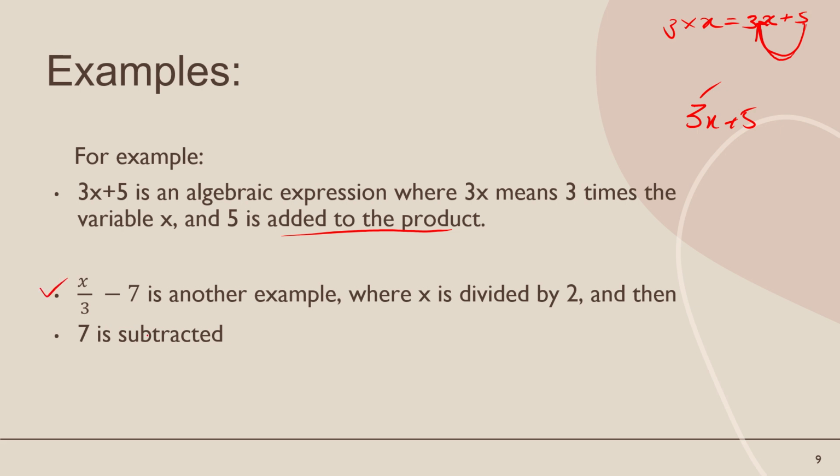Let's suppose the second example: x divided by 3, where x is divisible by 3, and then subtract 7.